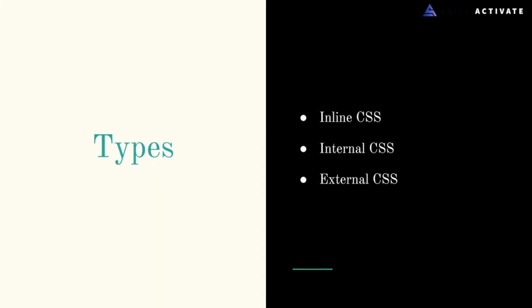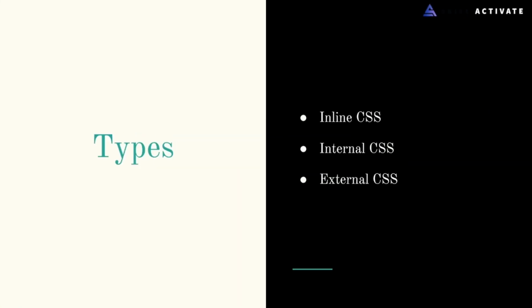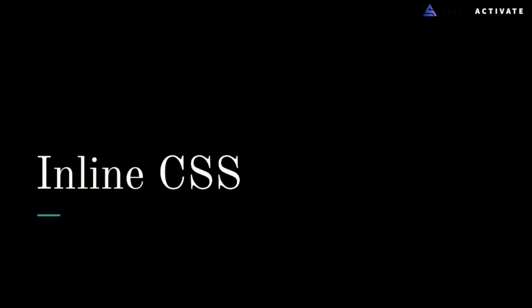There are mainly three types in which we can apply CSS to an HTML file. They are inline CSS, internal CSS, external CSS. Now we are going to learn this in detail. Inline CSS.